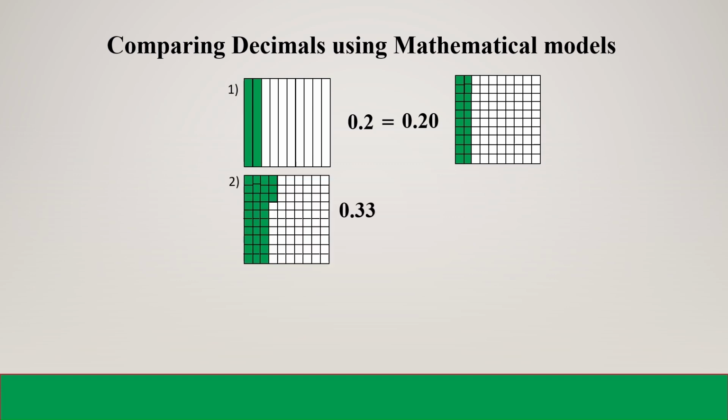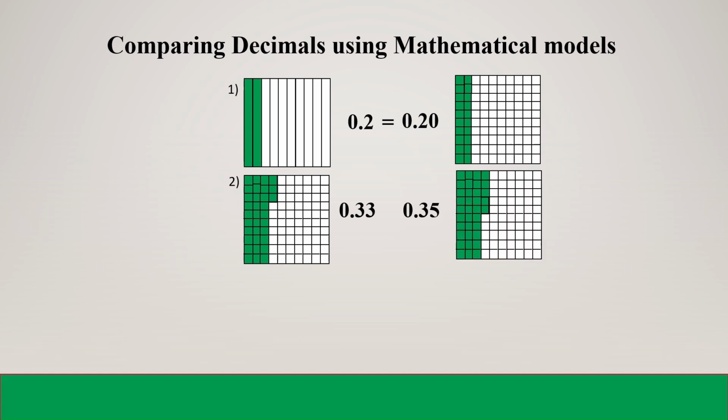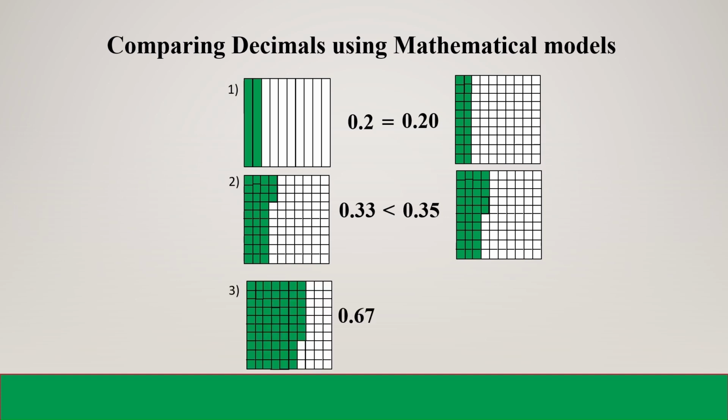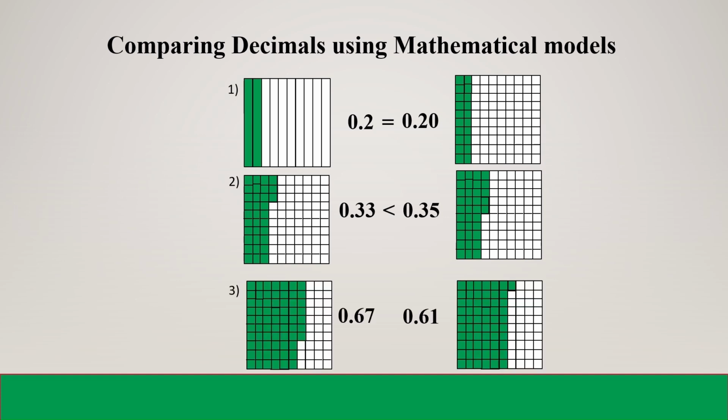Now in example 2, this side is 0.33 and right side 0.35. Now you can visualize that 0.33 is smaller than 0.35. Take one more example, 0.67 and 0.61. It is very clear that 67 is greater than 61, so 0.67 is greater than 0.61.